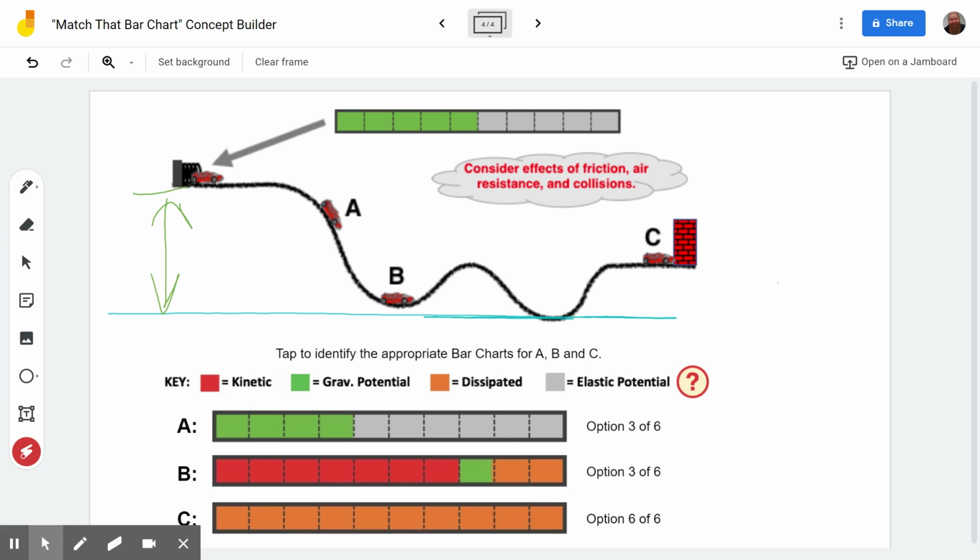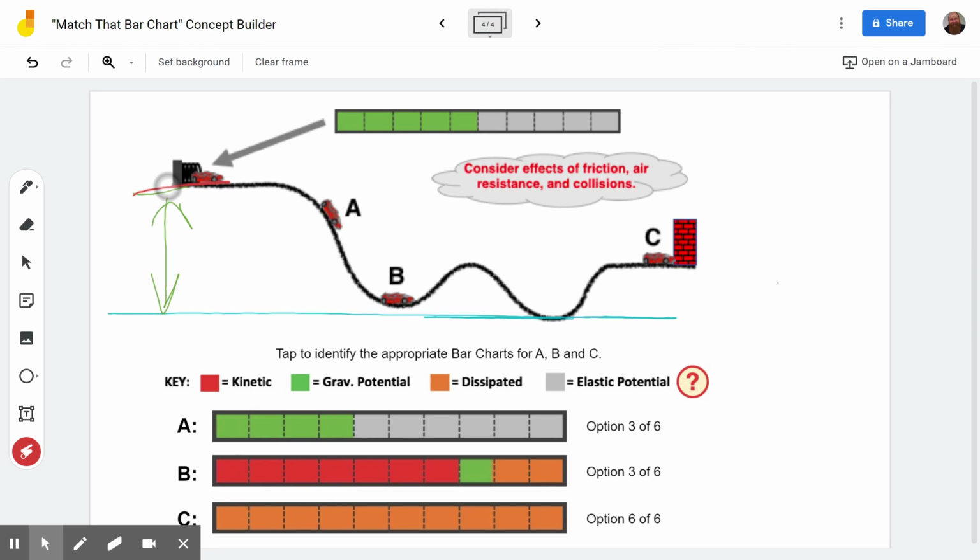So what I'd recommend is saving kinetic for last. Okay, yeah, the lower it gets, the faster it'll be going. That's true, but that also depends on how much energy is lost. Okay, so you're going to want to choose three options here for A, B, and C that, first of all, have the gravitational potential make sense.